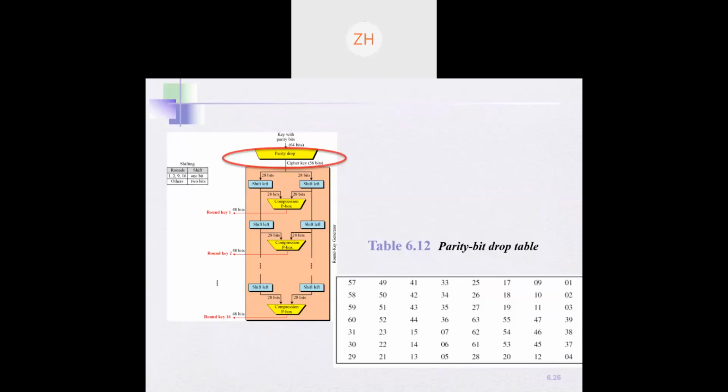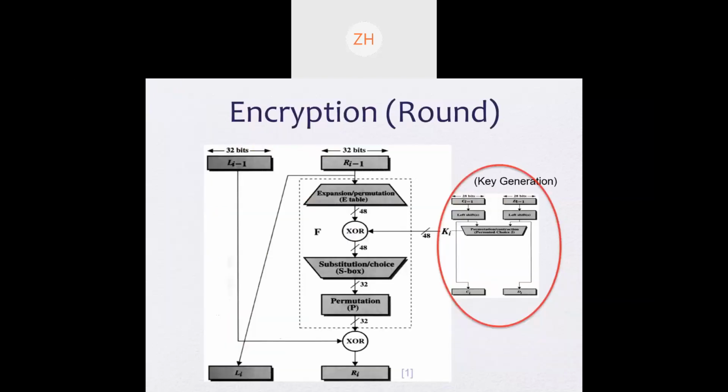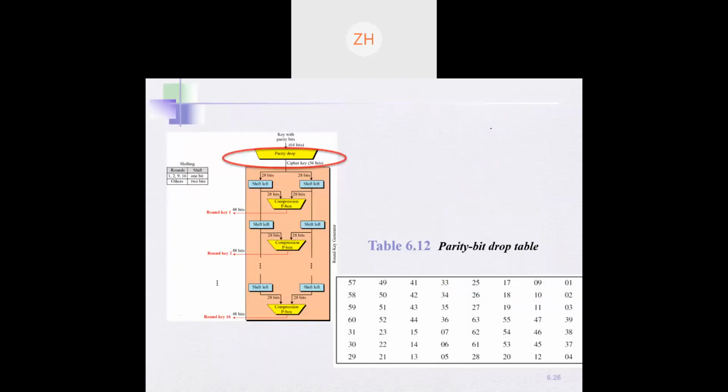Remember just now the input to the key generation is 64 bits. But then every time they say it's using 56 bits. How did they get the 56 bits? Because of this operation. This is the key being used for each round. So 28 plus 28 is 56 bits. So the manipulation starts from here.